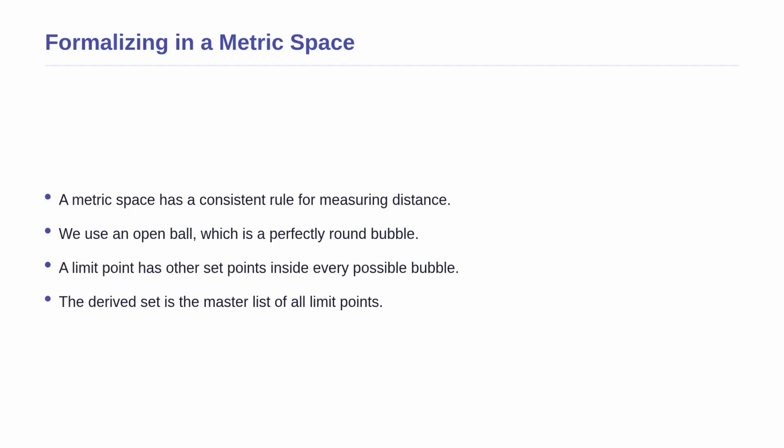Now that we understand what a limit point is intuitively, let us look at how mathematicians formally define this concept. We operate in a metric space, which is just a mathematical environment where we have a specific, consistent rule for measuring the distance between any 2 points. To test for crowding, we use what is called an open ball. You can think of this as a perfectly round bubble of a certain radius centered at our target point. A point is a limit point if every possible open ball around it contains at least one other point from our set. The derived set is the master list of every single point that the set crowds around.